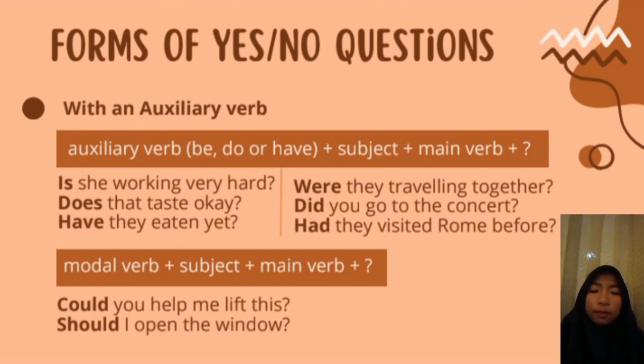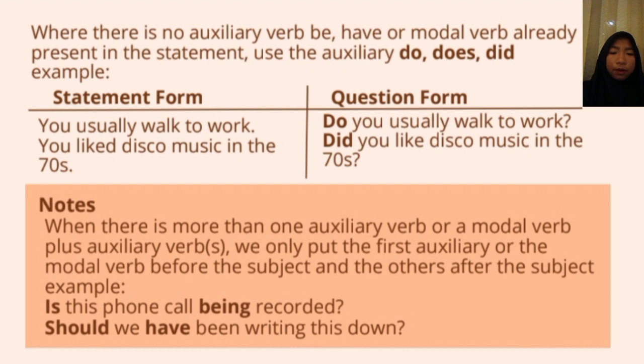And modal verb plus subject plus main verb. The examples: could you help me lift this? Should I open the window? Where there is no auxiliary verb be, have or modal verb already present in the statement, use the auxiliary do, does, and did. The examples: statement form: you usually walk to work. You liked disco music in the 70s. And question form: do you usually walk to work? Did you like disco music in the 70s?